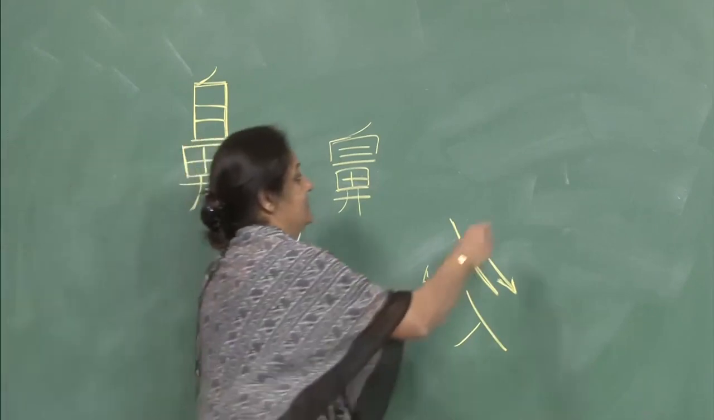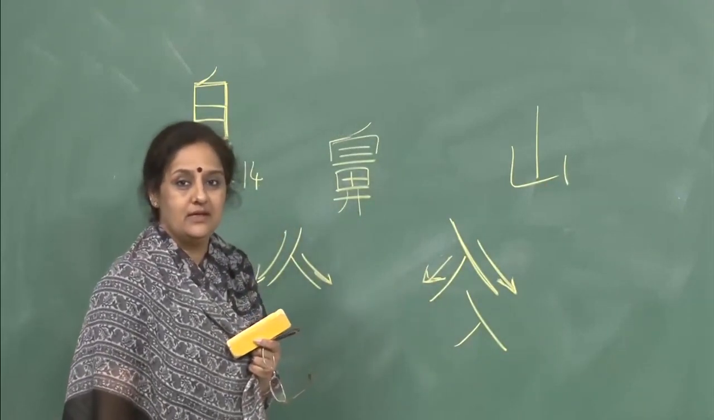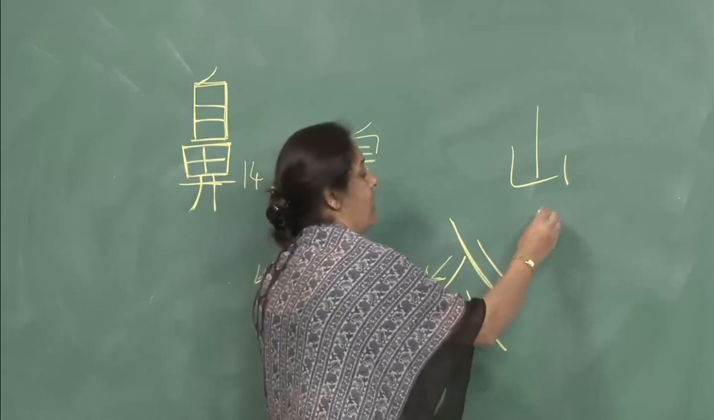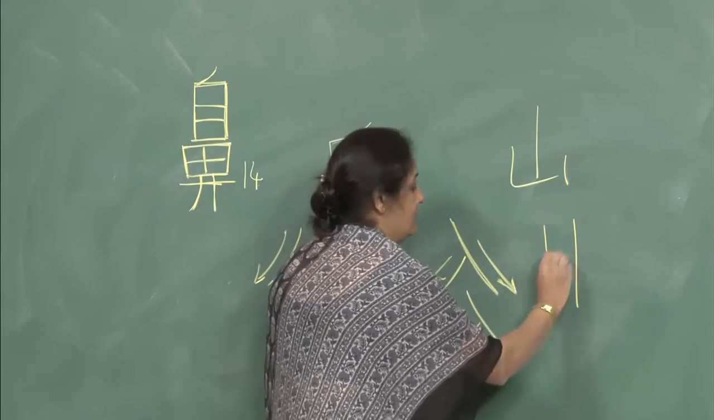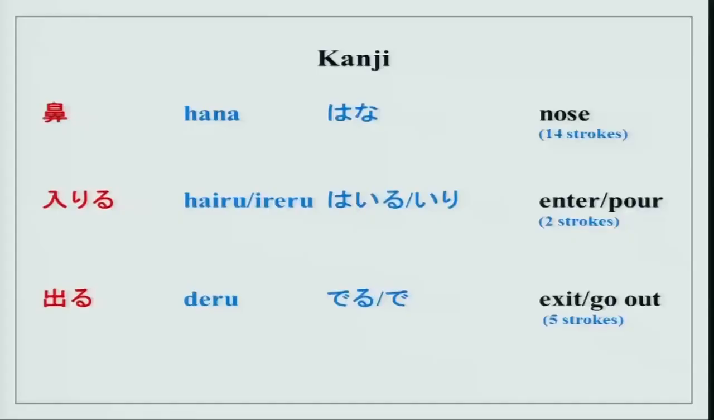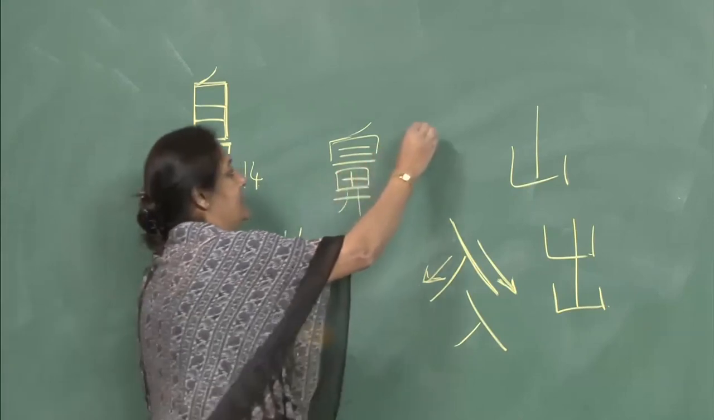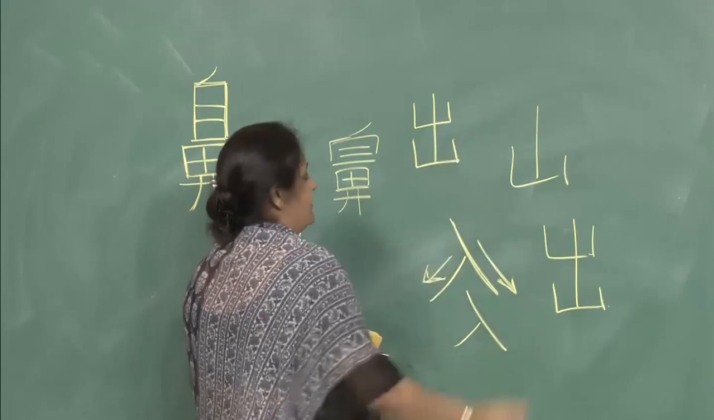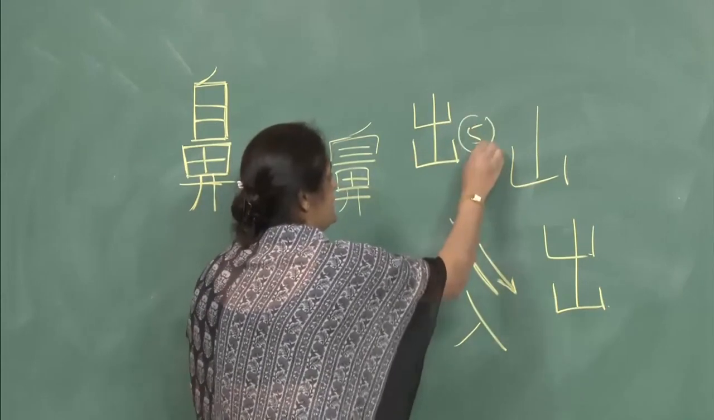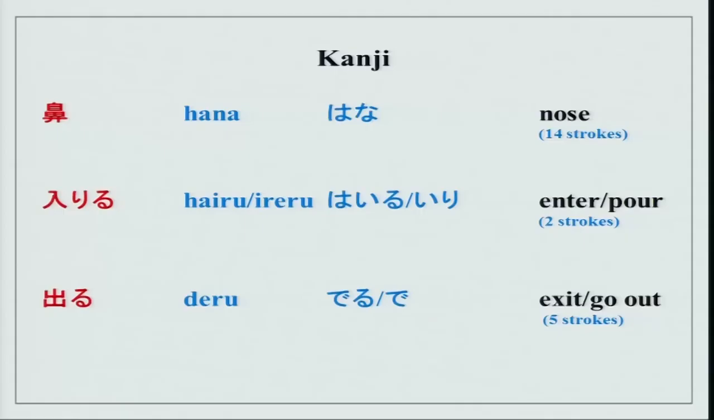You have done this character. Well, what does this mean? This is Yama, meaning mountain. Now, how do we make the character that is there on your slide? Well, one and over here. This means to go out. Deru is this character. I'll make it once again. 1, 2, 3, 4 and 5. So, it's a 5-stroke character, means demasu, to go out or exit. Deru.